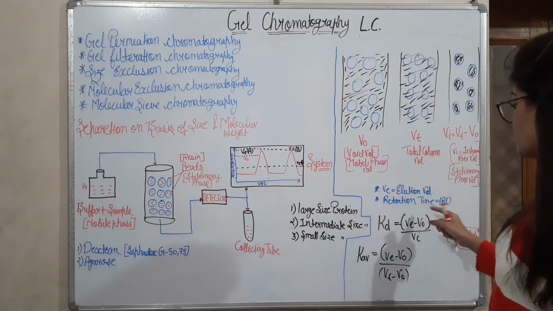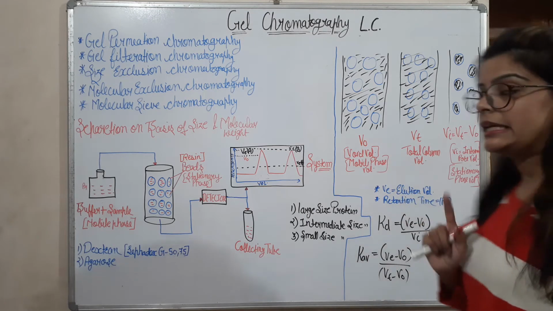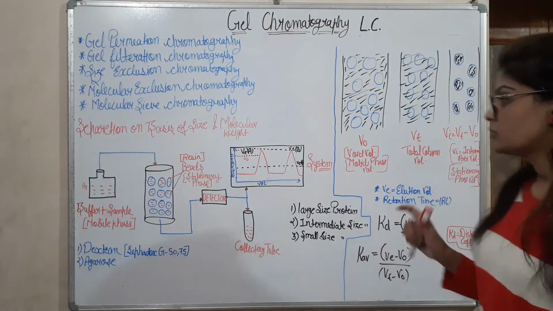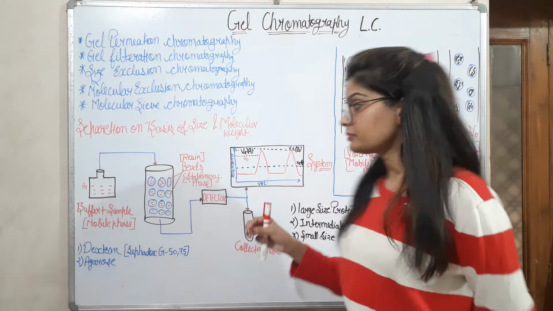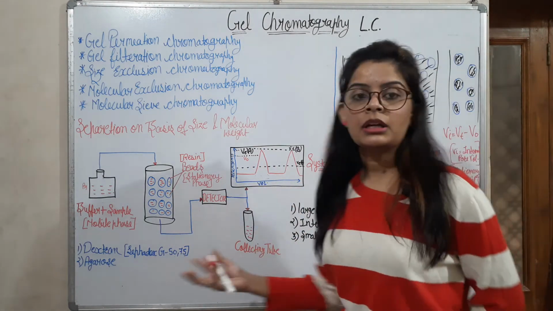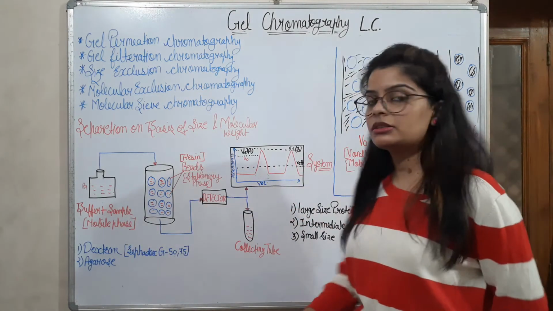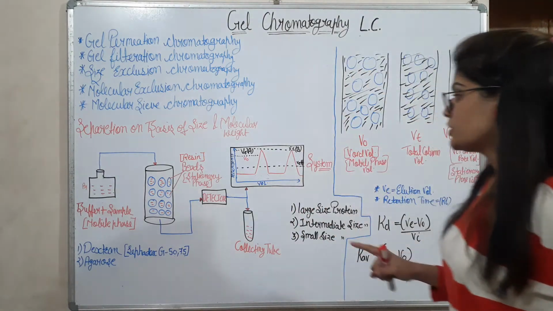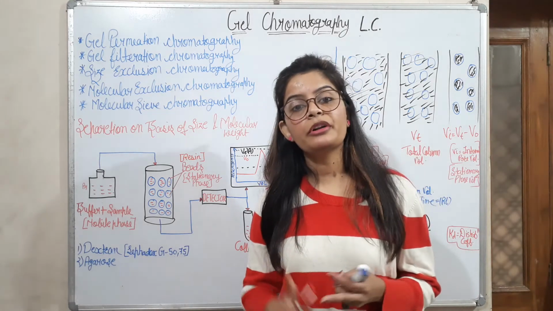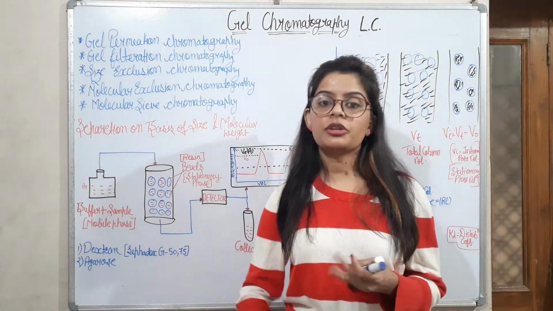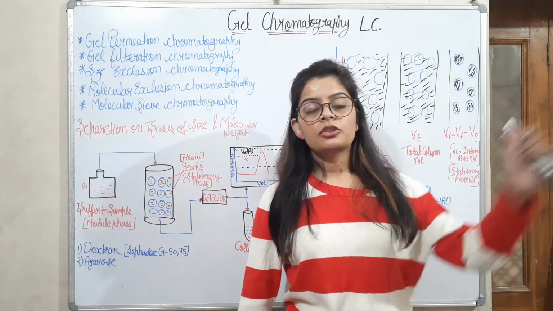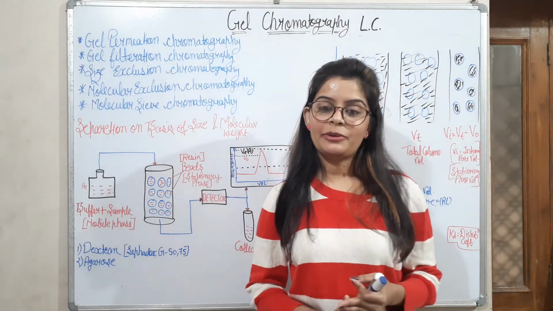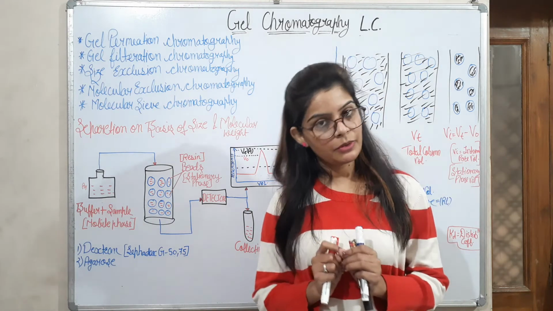Two things are also there. What is VE? VE is elution volume and RT is retention time. Elution volume means whatever is coming out from this column, it is known as eluting here. So initial volume, elution volume A, elution volume B, elution volume C. What are A, B and C? A is for the large size protein, B is for the intermediate size protein and C is for the small size protein. Clear?